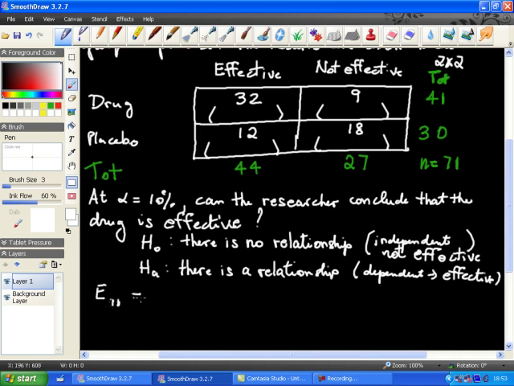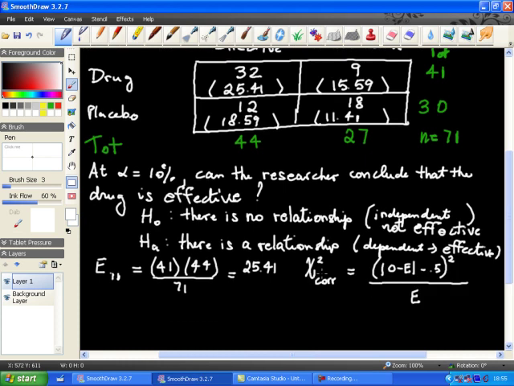For the first one, E11, we have the row total, which is 41, times the column total, which is 44, divided by 71. Then we round to 2 decimals. So the first one is 25.41, and similarly the second one is 15.59, and then 18.59 and 11.41.